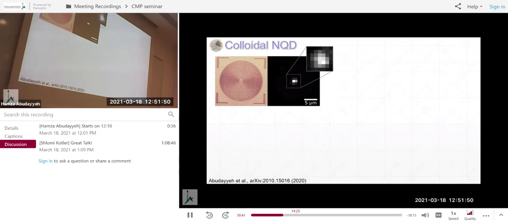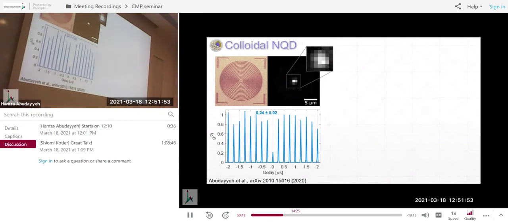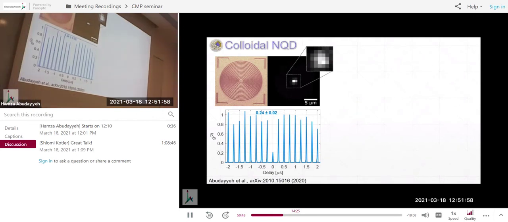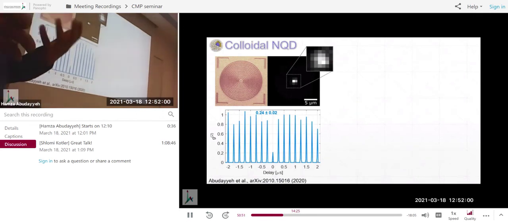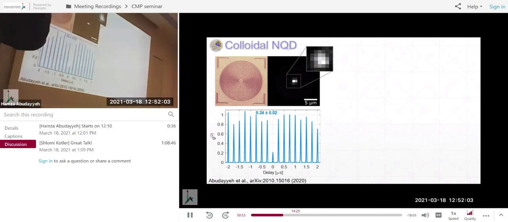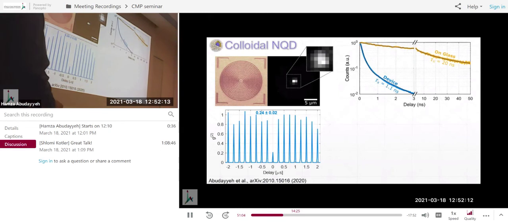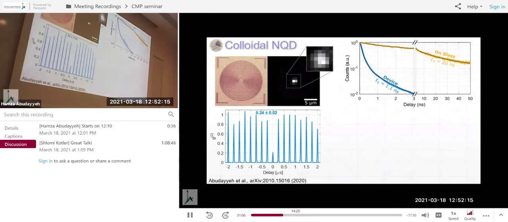Again, we can do a G2 measurement to confirm that it's a single quantum dot. But now what's more important is that we need to show some shortening of the lifetime and that we maintain directionality of the source. So to do that, we measured the same quantum dots on glass, and we see that the lifetime is about 20 nanoseconds. And when we measure this on a device, we measure a lifetime of about 1 nanosecond. And I want to emphasize that we did this lifetime measurement for more than 25 devices, and they all show the same shortening in lifetime.